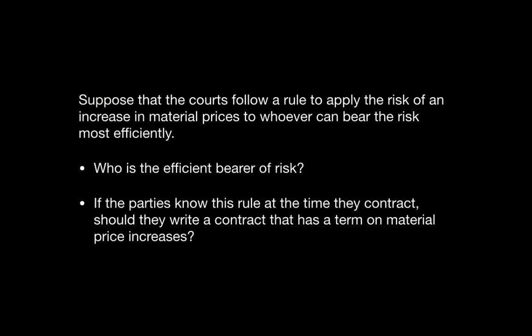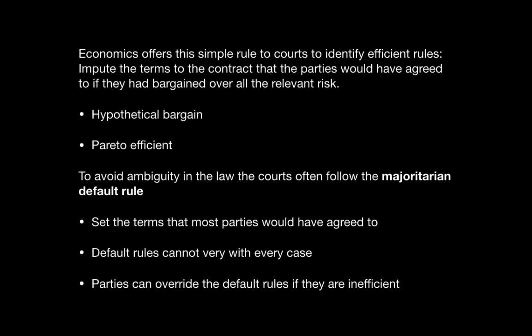If the courts were following an inefficient default rule, then the parties could write a term into the contract, and then the courts would disregard their default rule in favor of the explicit term in the contract. How should courts come up with default rules? Economics offers this simple rule to courts to identify efficient rules. Impute the terms to the contract that the parties would have agreed to if they had bargained over all the relevant risk. This is what we call a hypothetical bargain.